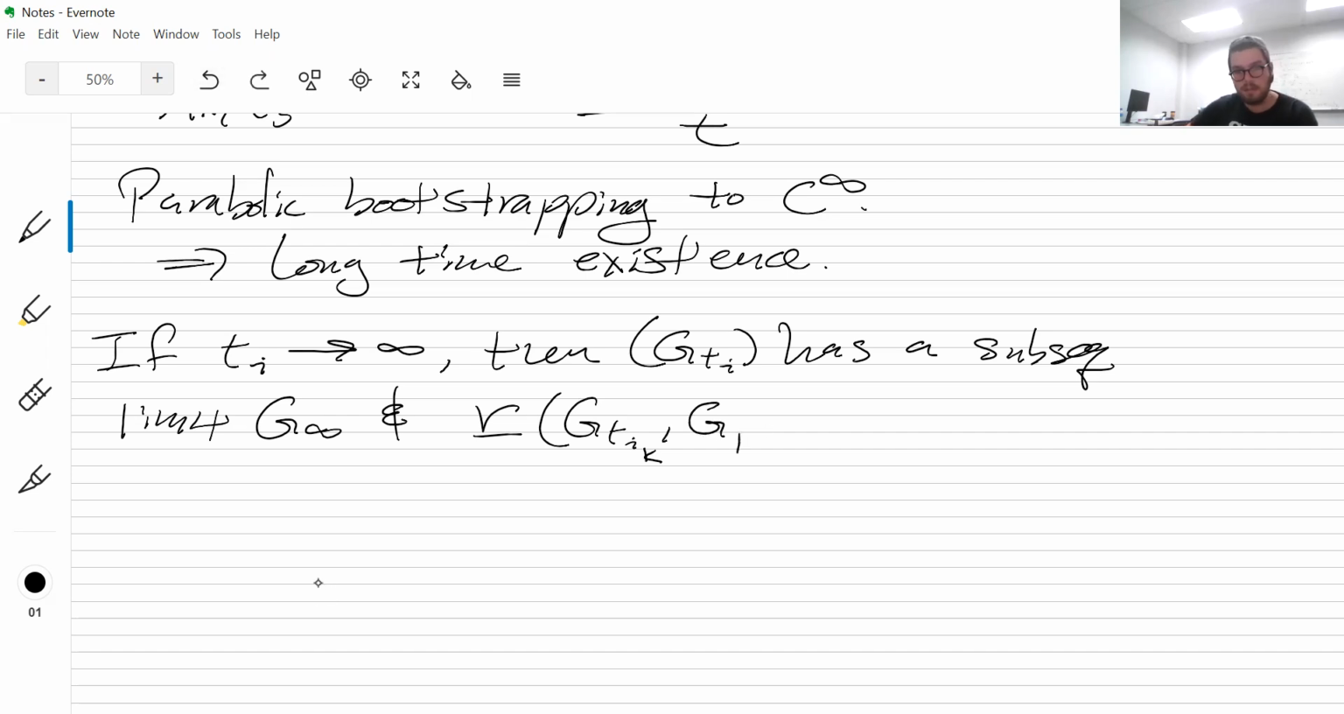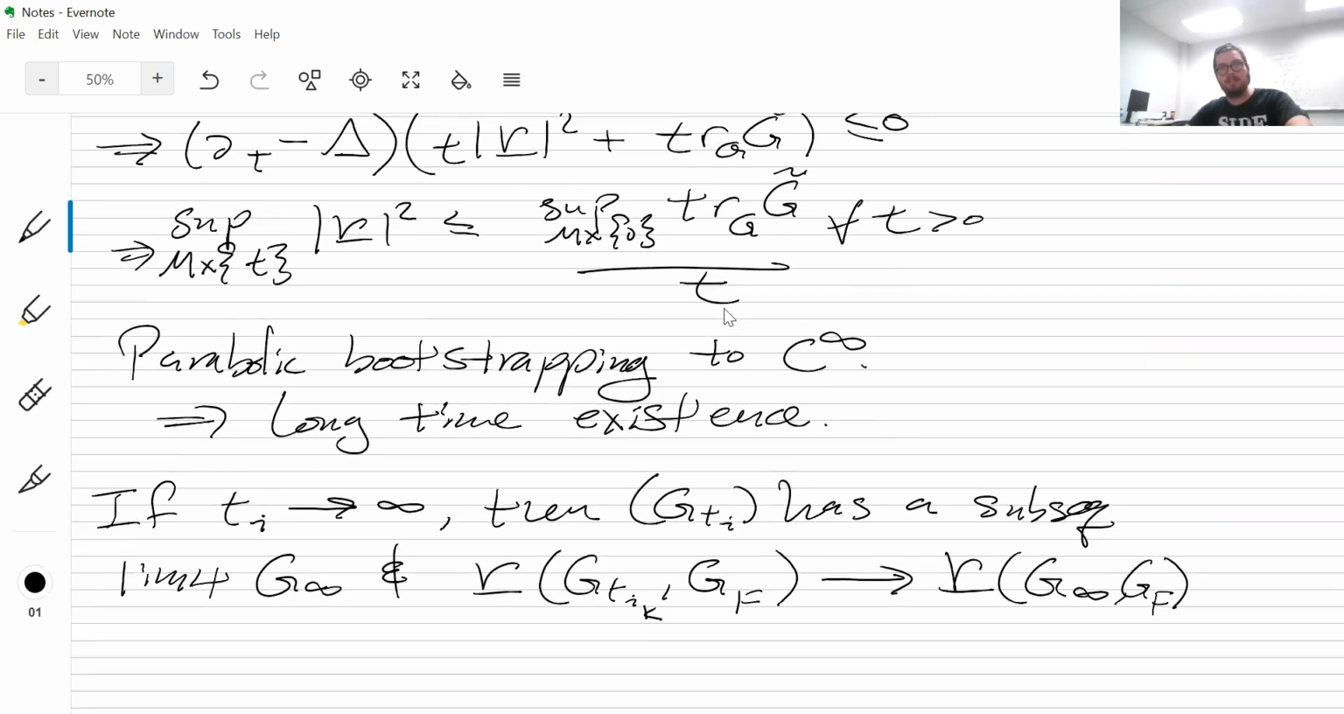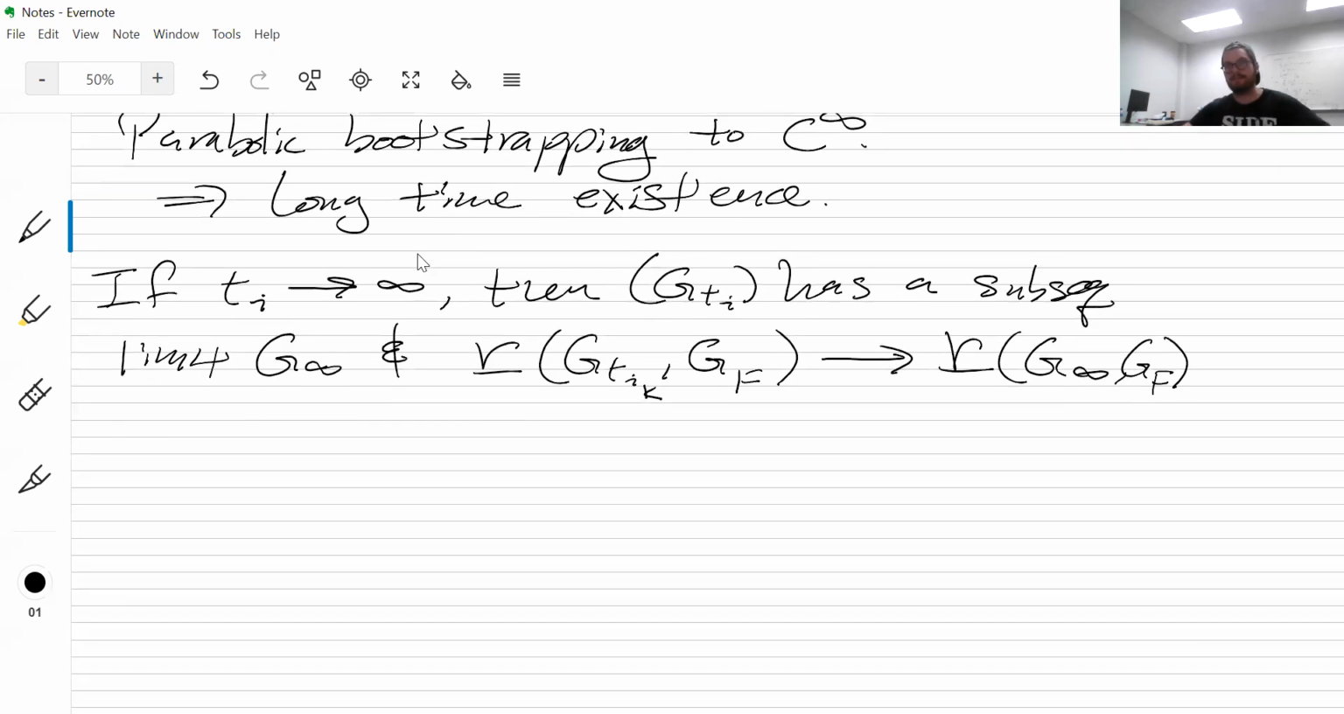G_F needs to converge to epsilon G infinity G_F because we have smooth convergence. But our regularization estimate, our parabolic regularization estimate, says that as time gets large, our epsilon squared is going to go to 0. So this guy should also be 0. Okay, so this is going to imply that G infinity is Chern flat.